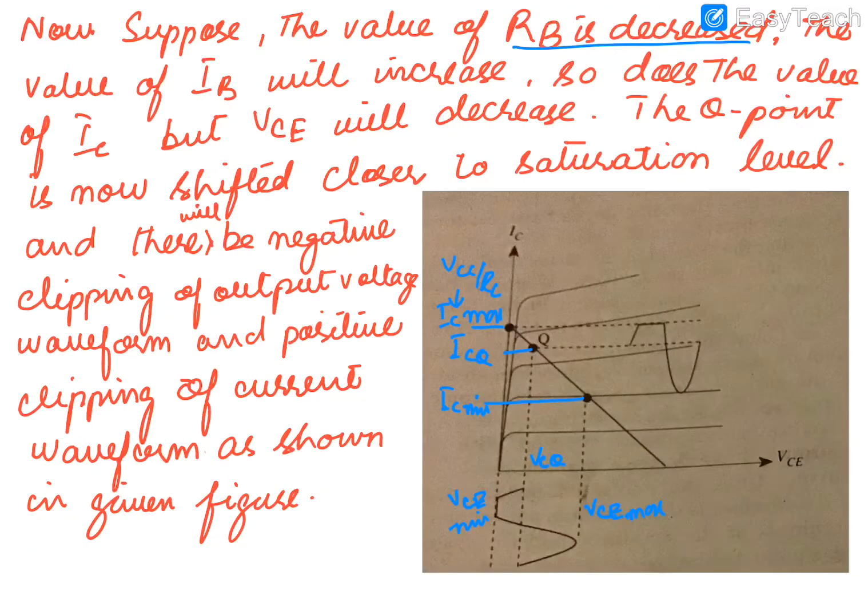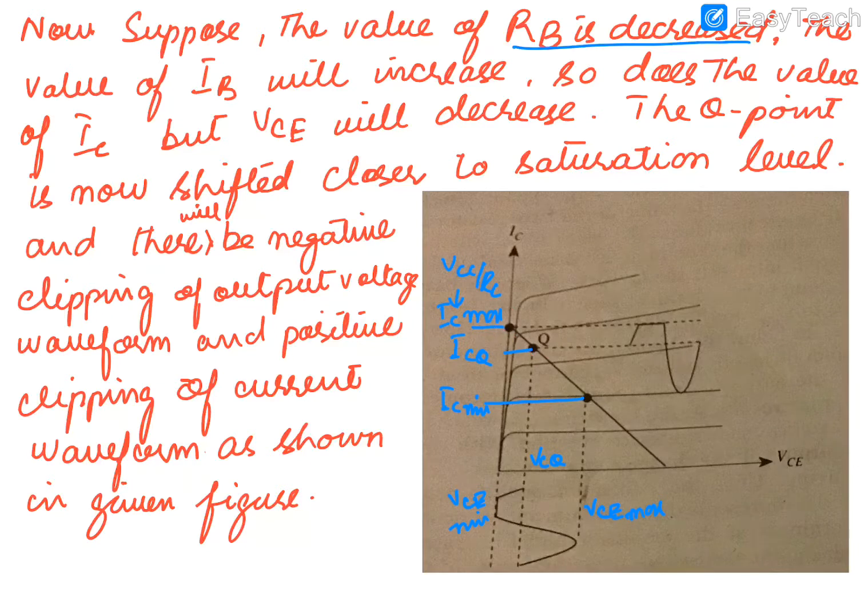Now we consider the second case when the value of RB is decreased. So as RB decreases, the value of IB will increase as both are inversely proportional, and also the value of IC will increase, but VCE will decrease. So as the value of IC has increased and the value of VCE has decreased, the Q point will now shift towards the saturation level. So this is IC saturation, this is the saturation region. So the Q point will now be closer to the saturation region.